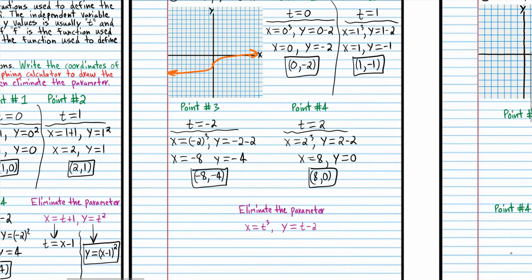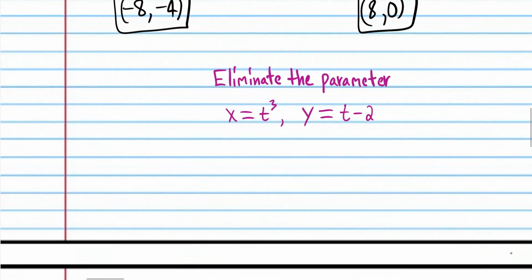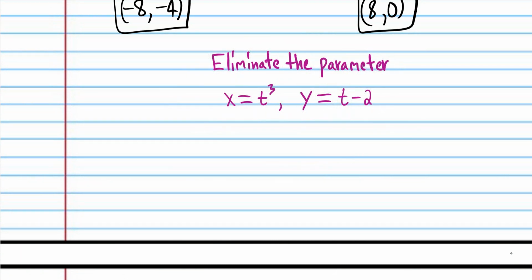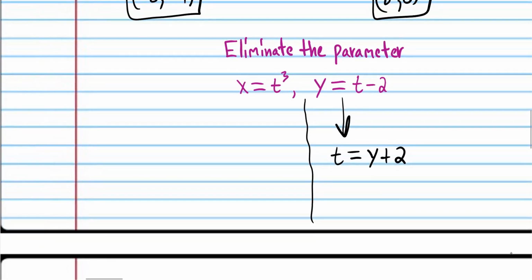So now we're going to do what's called eliminating the parameter. So I have the equations rewritten down here. And we're going to get rid of t. So we're going to choose the equation where it's easiest to solve for t. And that's obviously going to be the right equation. So t is equal to y plus 2.